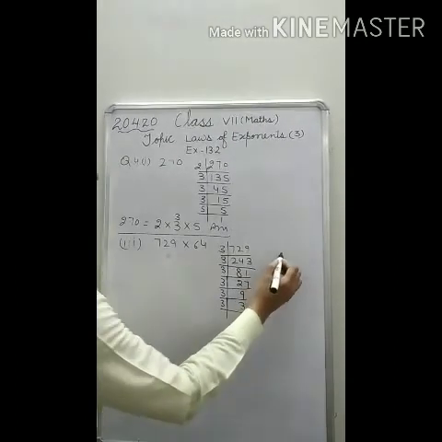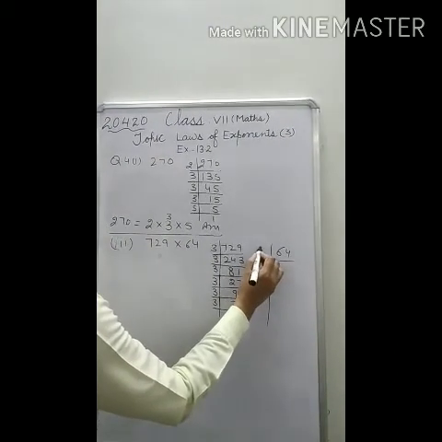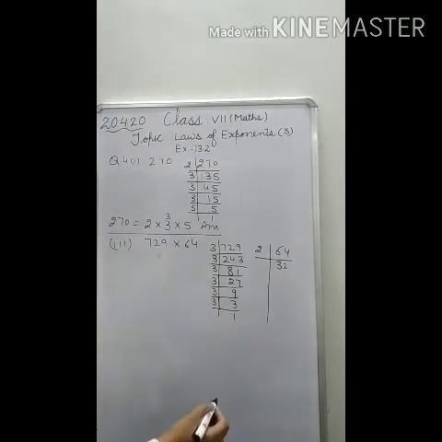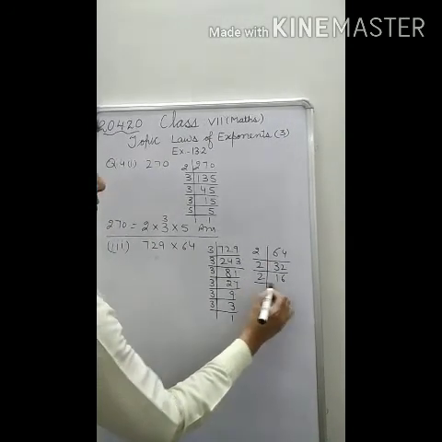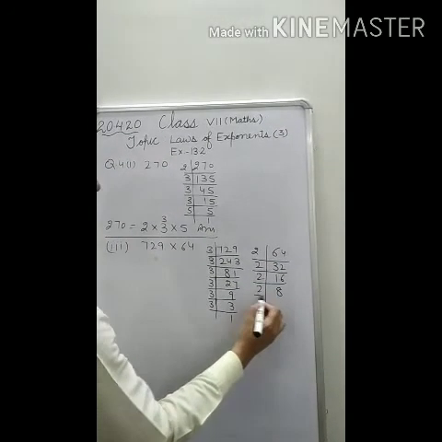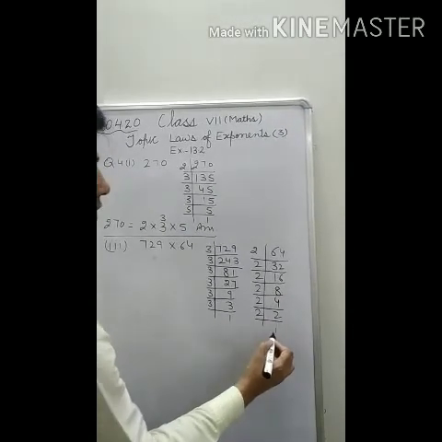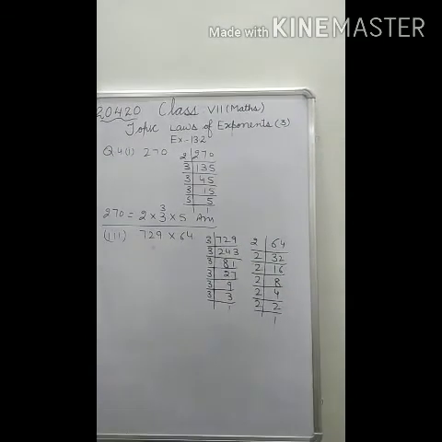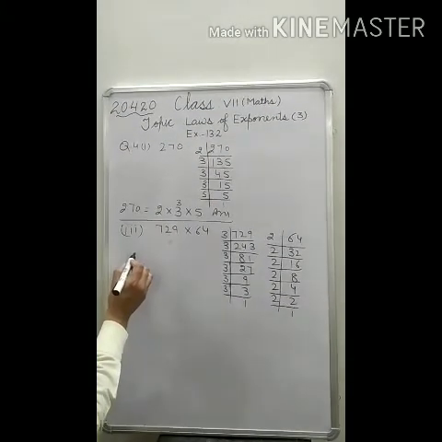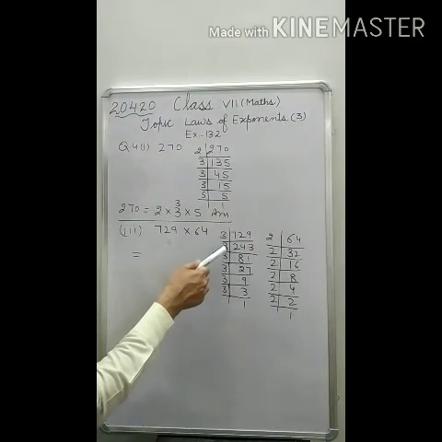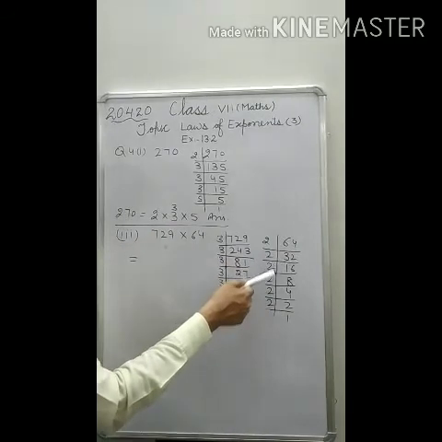Now take the next number, that is 64, and make the prime factors of 64. So 2 thirty-twos are 64. Then 2 sixteens are 32. Then 2 eights are 16. Then 2 fours are 8. 2 twos are 4. And 2 ones are 2. Now you have to count how many times 2 came and how many times 3 came. So here 3 came how many times? 1, 2, 3, 4, 5, 6. And here 2 came how many times? 1, 2, 3, 4, 5, 6.